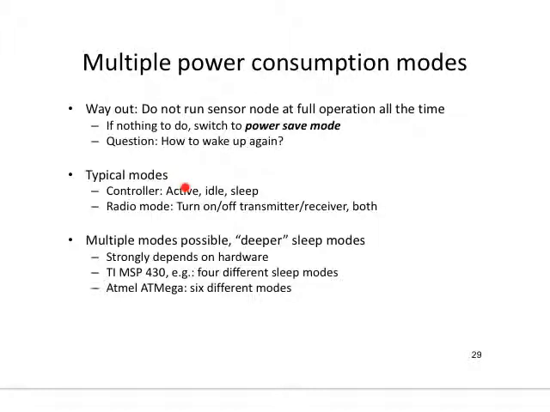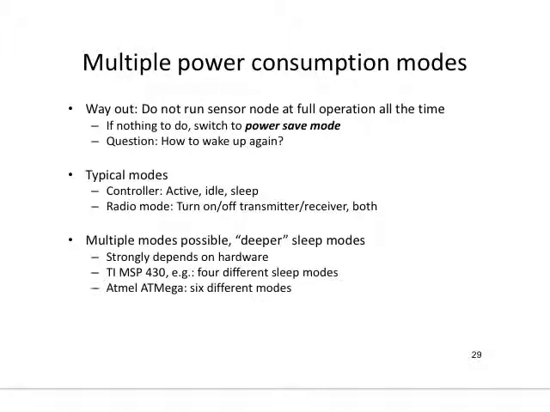So active cannot be controlled. We just need to minimize the idle periods, avoid them, and keep it in a sleep mode most of the time. And then whenever we don't want to communicate anything, we need to keep the communication part turned off as much as possible, or also in a sleep mode.